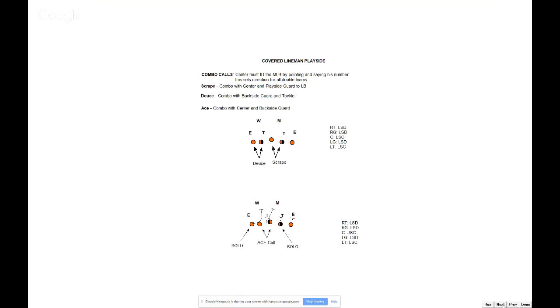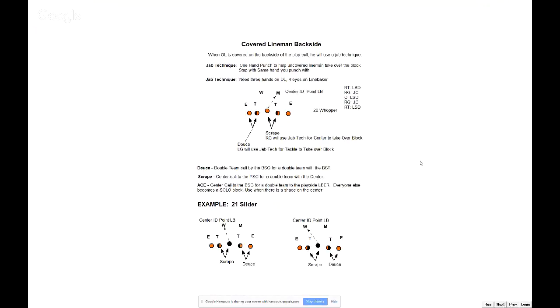That's 1-1. All right, so let's talk about the techniques we're going to use when we're making our ace calls, our scrape calls, our deuce calls. If an O-lineman is covered on the back side of the play call, he's going to use a jab technique. That's a one-hand punch to help the uncovered lineman take over the block. On a jab technique, we want 3 hands on a D lineman and 4 eyes on that linebacker, making sure we're ready to pick him up.